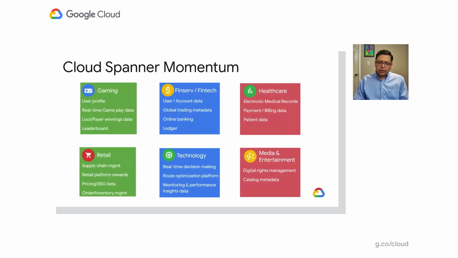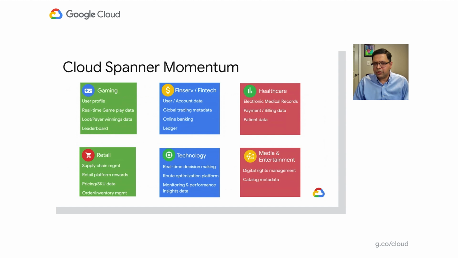So, as I mentioned, we are seeing a lot of momentum on Spanner across multiple verticals. Some of them are listed here. And if we think from the differentiators of Spanner, which is extreme scaling, high availability, strong consistency of data, and ease of use, it's very easy to understand why all these use cases are coming to Spanner across gaming, financial services, healthcare, media, entertainment, technology. A lot of technology companies are coming and adopting Spanner, and retail.